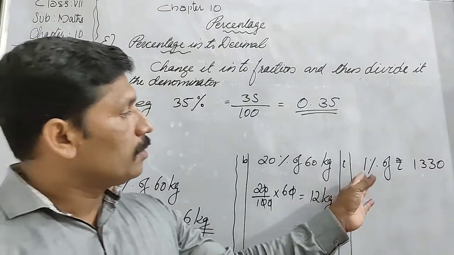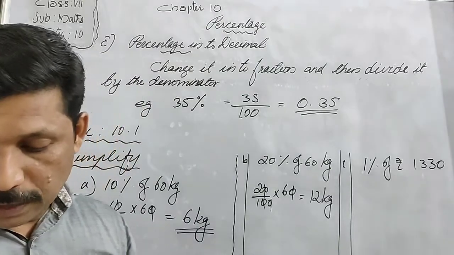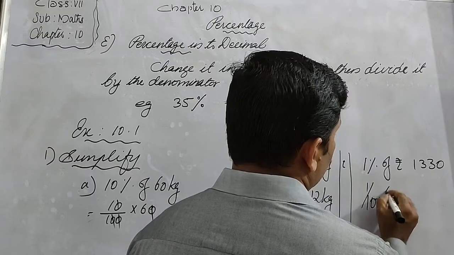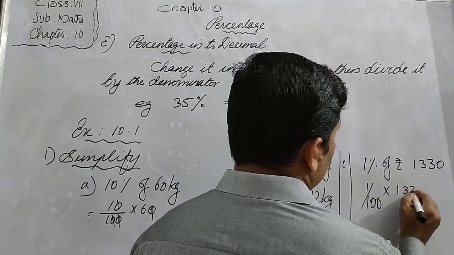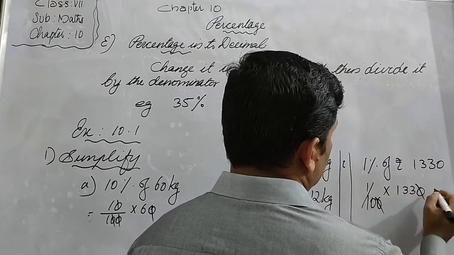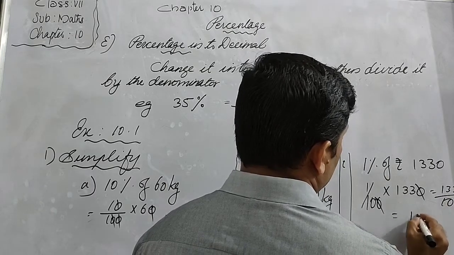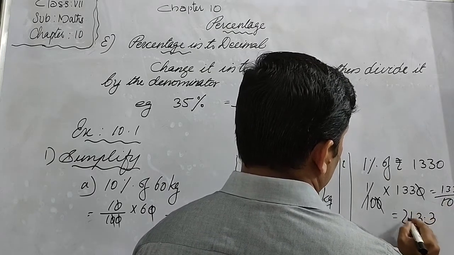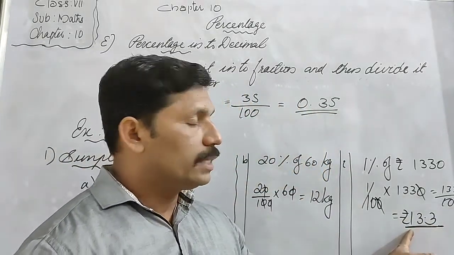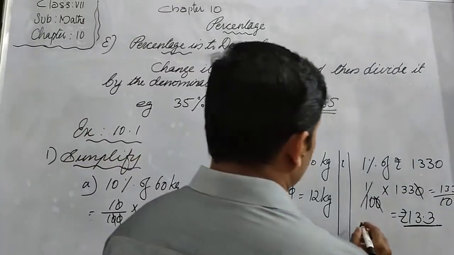Next, 1 percentage of 1,330 rupees. We write 1 percentage means 1 upon 100. "Of" means multiplication. 1,330. Here the zeros will be cut, and if we divide 133 by 10, then we get 13.3 rupees. So 1 percentage of 1,330 rupees is equal to 13.3 rupees.